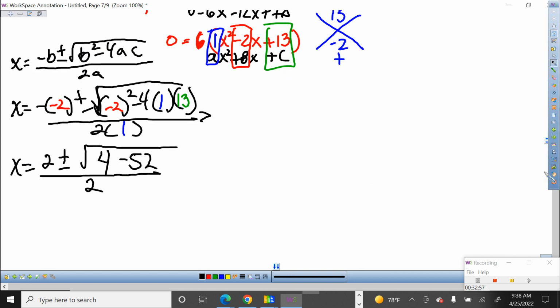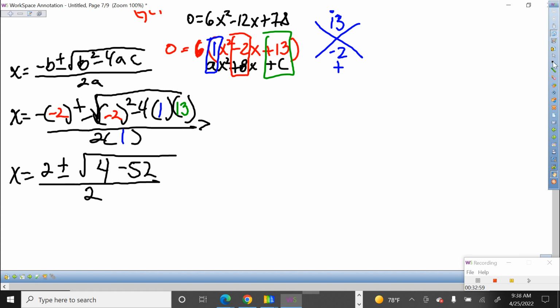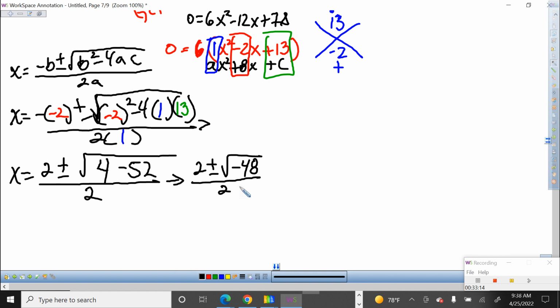All right, so now I'm going to go this way. So 2 plus or minus the square root of, what is 4 minus 52? Negative 48, yep, over 2. Next, what is the square root of negative 48?